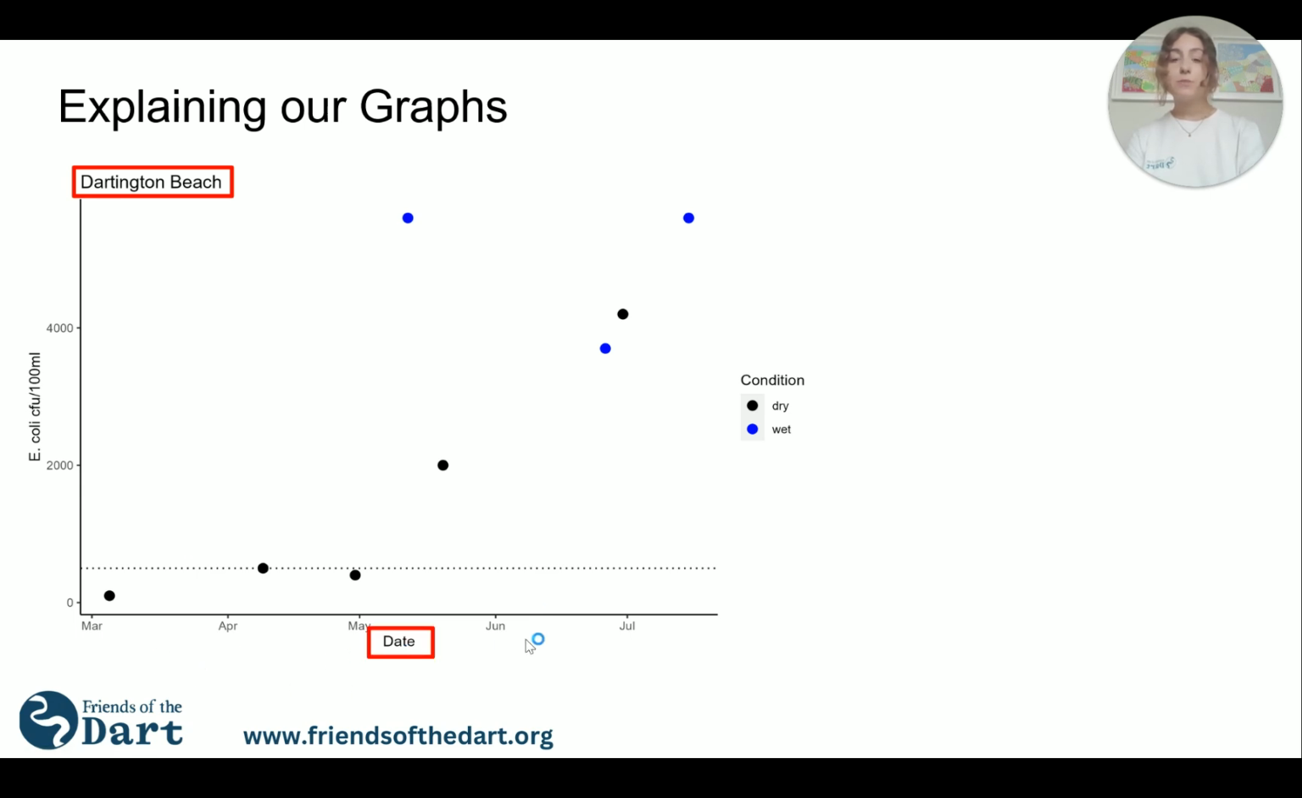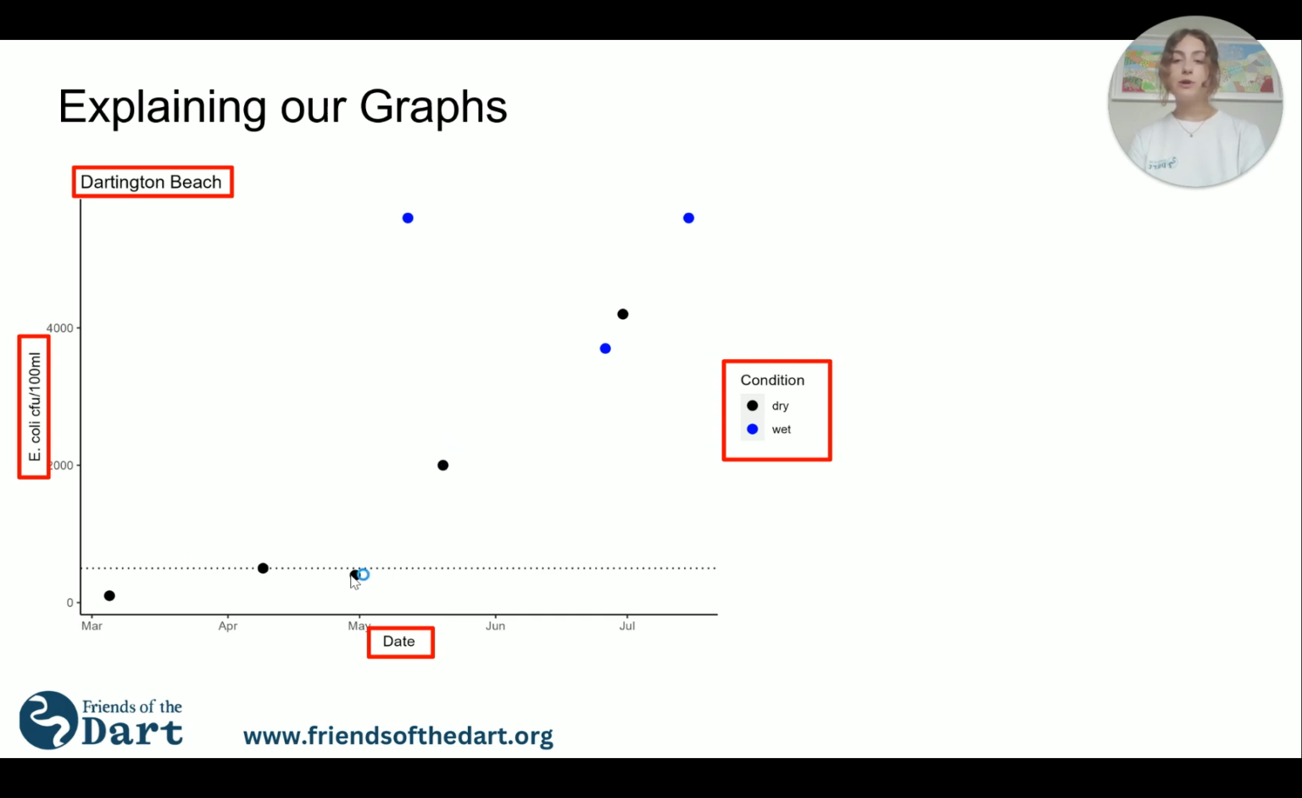On the x-axis of each plot, you'll find the date that the sample was collected, which helps understand how pollution is changing over time. So for example, this sample here was collected in early March, this one in early April, and so on. On the y-axis, you have the E. coli concentration in colony-forming units per 100 millilitres. This is just the standard measure of concentration for E. coli.